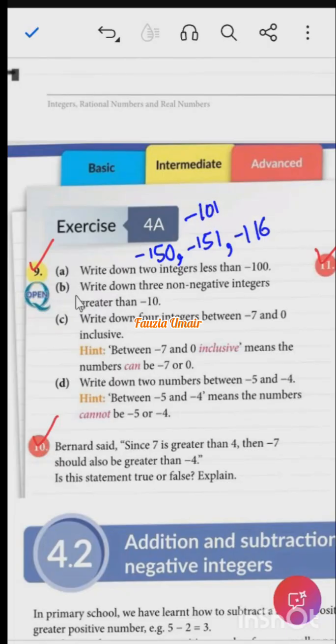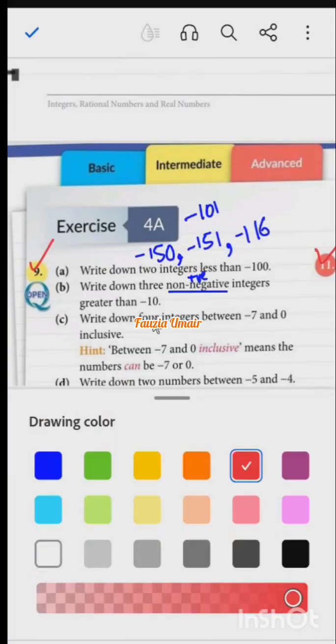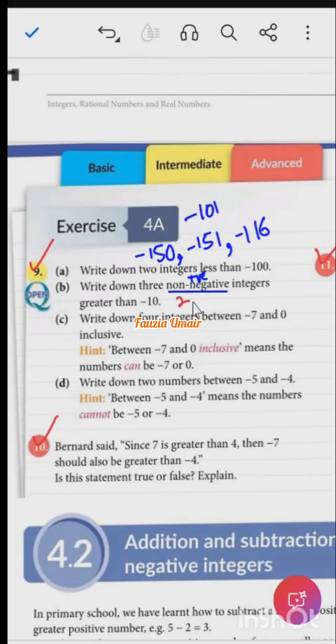So now the second one. Write down three non-negative integers greater than minus 10. Non-negative का क्या मतलब हुआ? Ma'am, positive. Positive integers. So three non-negative integers greater than minus 10. Any three values. Ma'am, 2, 3, and 5. So you are on the safe side, 2, 3, and 5. Abdul Mohit, can you tell me any three positive integers greater than minus 10?